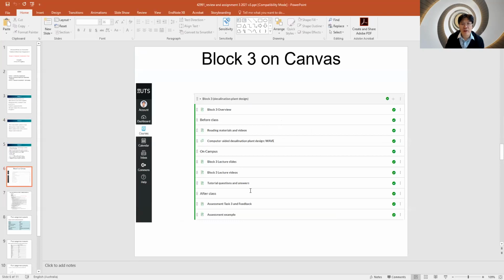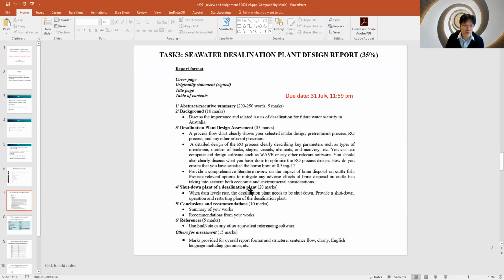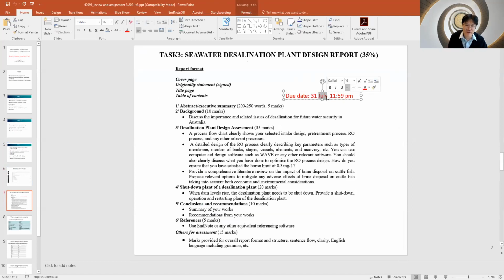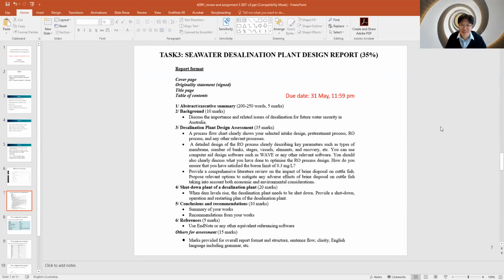Already we discussed our block 3 lecture slides and lecture notes. So you can go back to your Canvas, and then you can see all the lecture notes. Also, you can watch the lecture videos to remind what to do for your assignment 3. Assignment 3 has a due date of the 31st. Oh, it's not July, sorry. Should be May. Don't confuse. Should be May 31st.